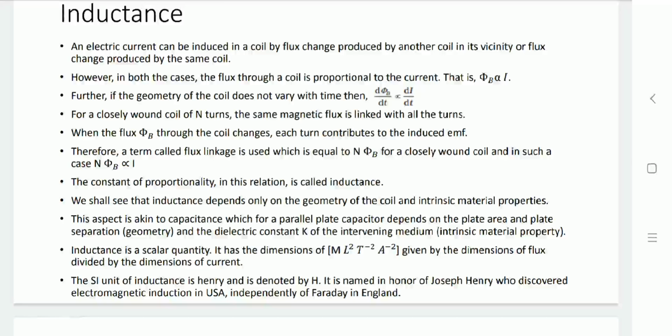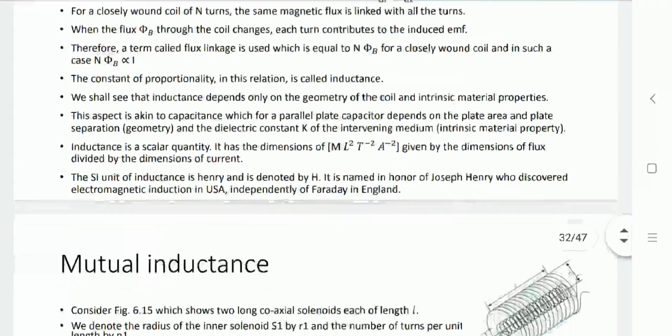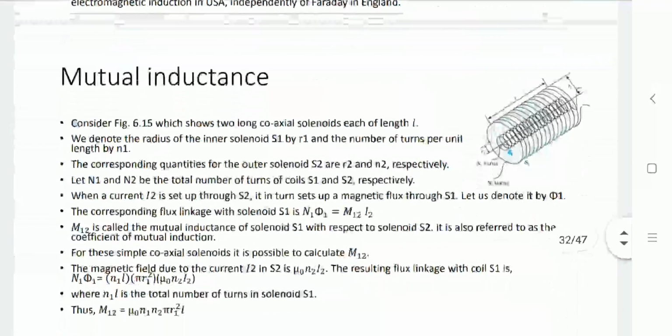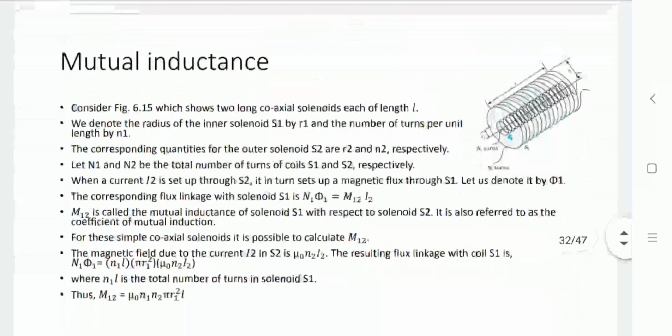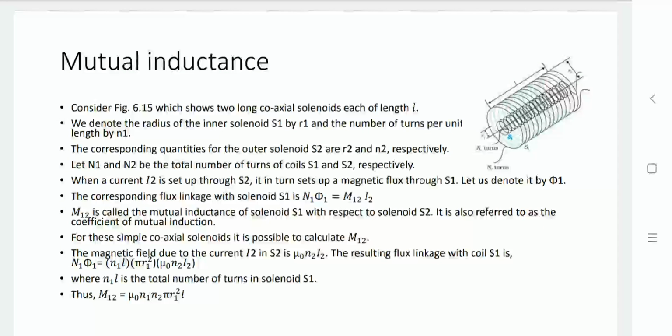Inductance is a scalar quantity. Its dimension is M L squared T to the power minus 2 A to the power minus 2. The SI unit of inductance is the Henry, named after its inventor. Here we are going to discuss two kinds of inductance, mutual inductance and self-inductance. Let us go through mutual inductance first.